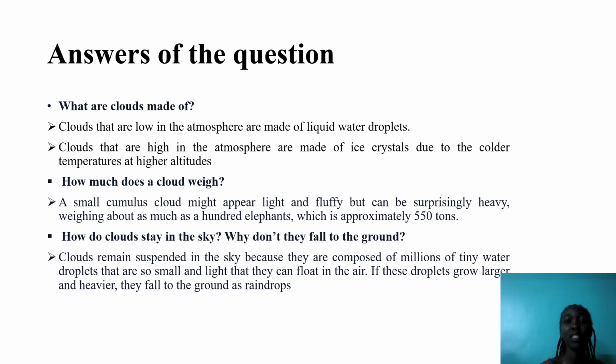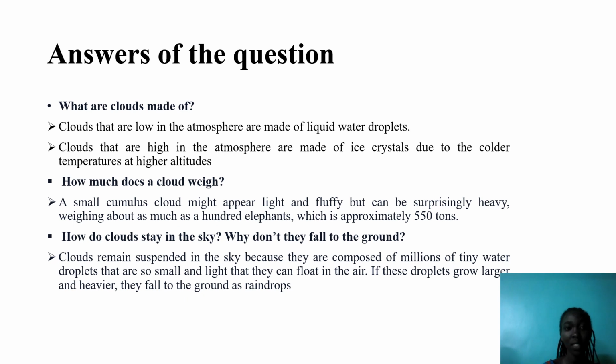I'm continuing to answer the questions that I was asked when we were starting our presentation. The first one is: what are clouds made of? The answer is that clouds that are low in the atmosphere are made of liquid water drops. Clouds that are higher in the atmosphere are made of ice crystals due to the cold temperatures at higher altitude.